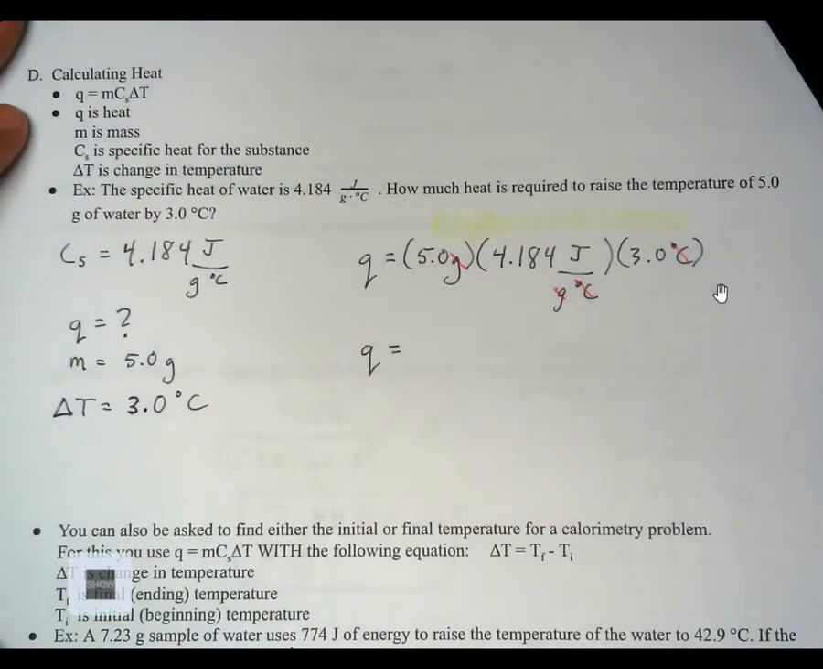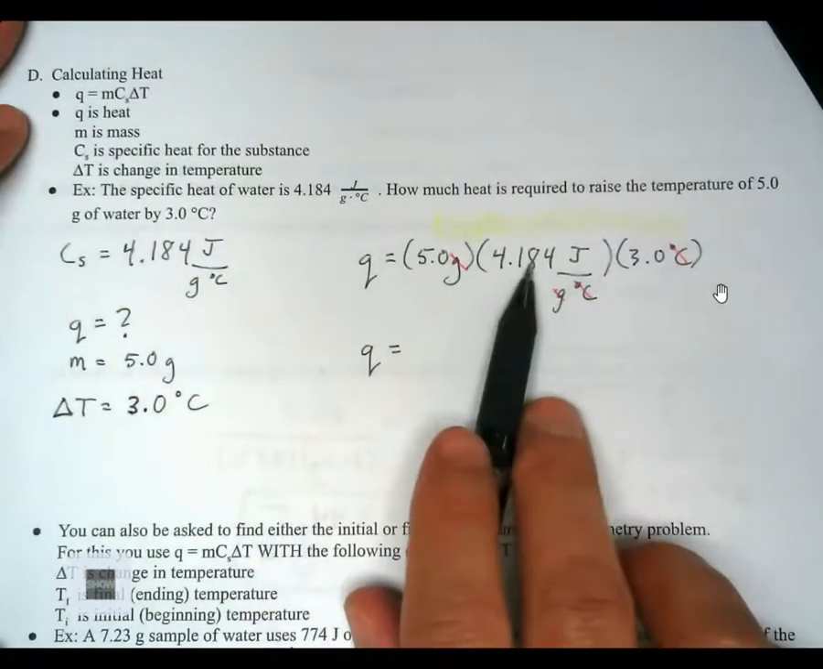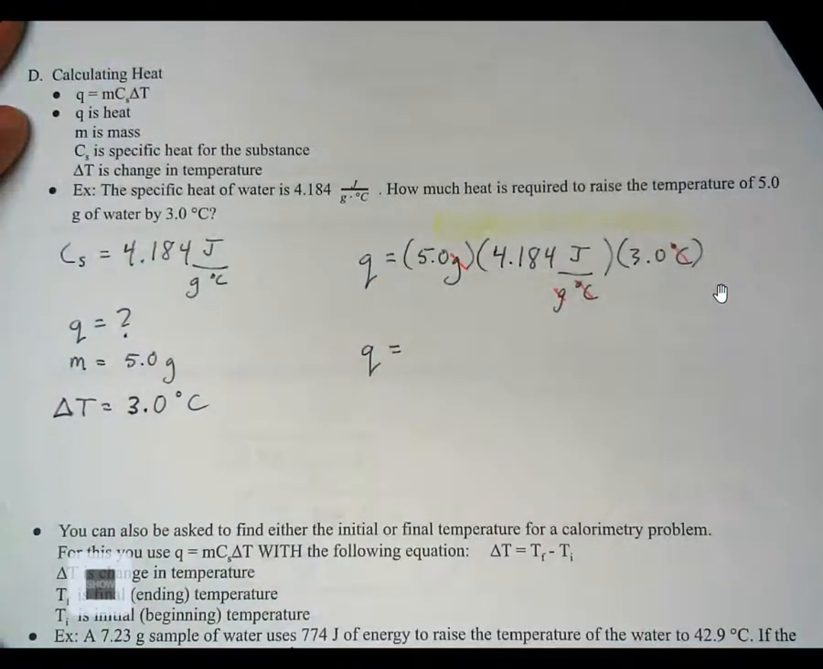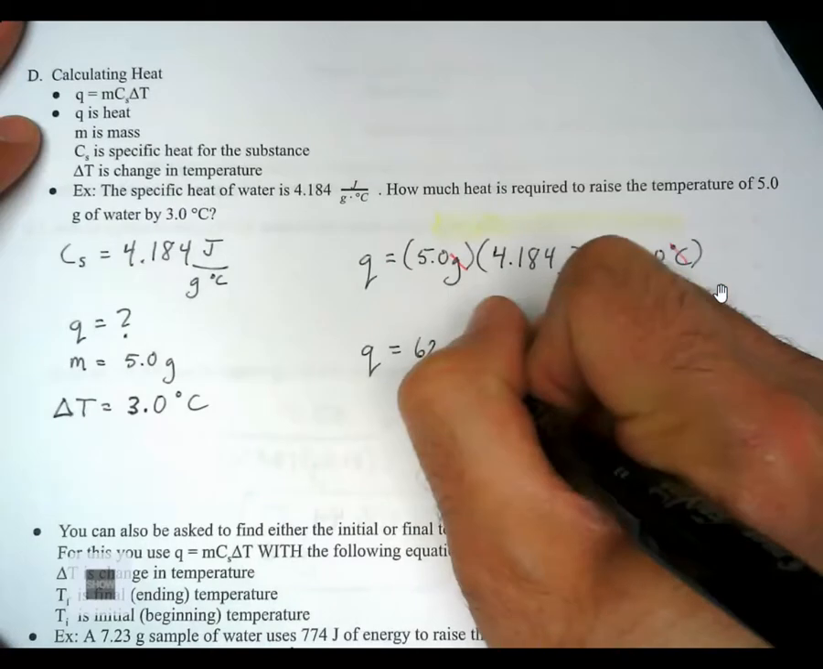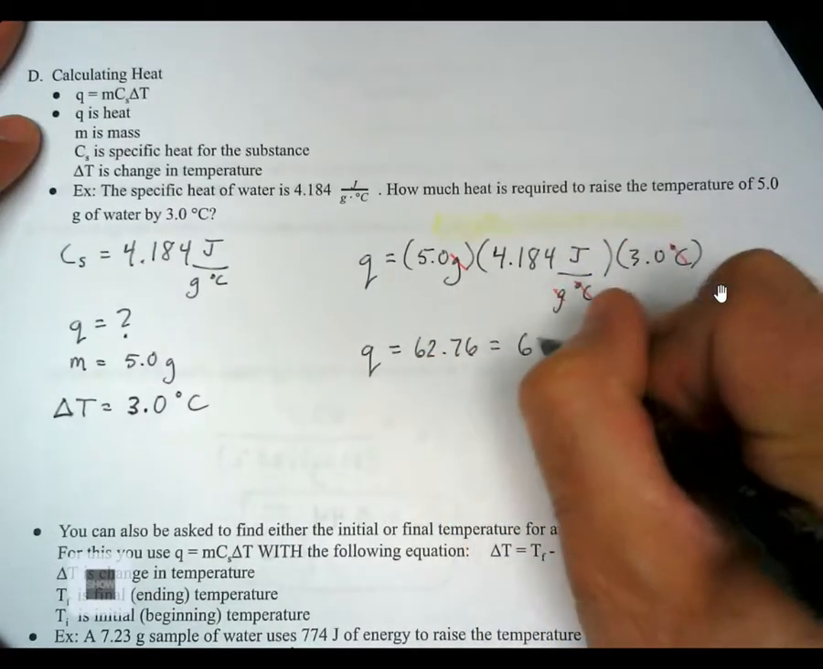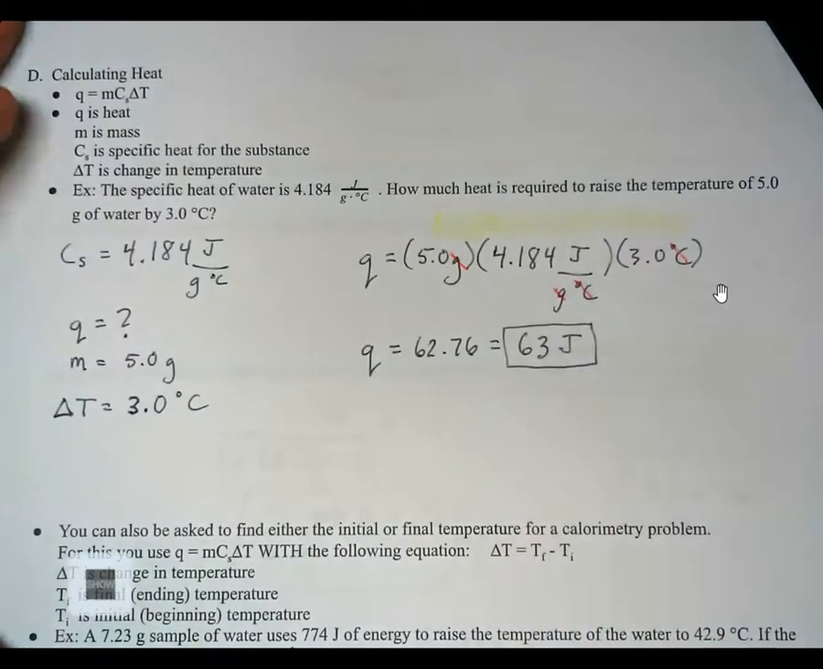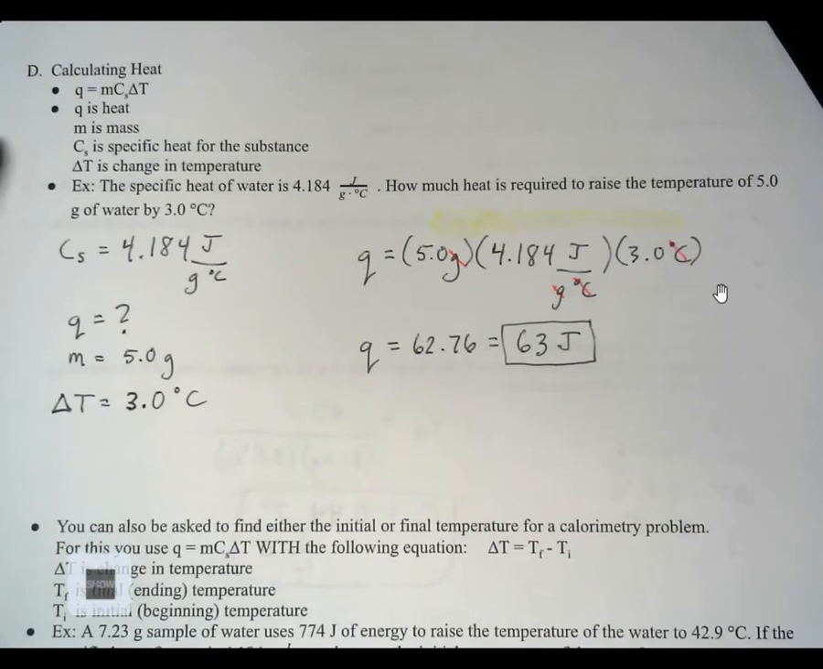So we just multiply them together. Significant figures are 2. We don't use C sub S in significant figures because it's a constant. So it's these two things. So it's like 62.76 becomes 63, and our label we're left with is joules. How do we feel about that? Make sense? All right. Good.